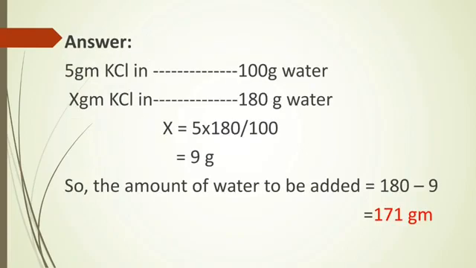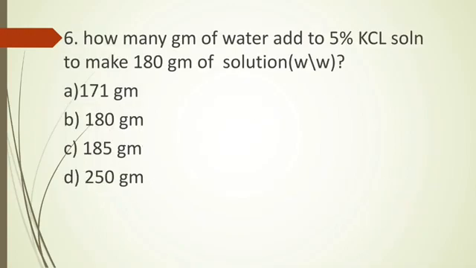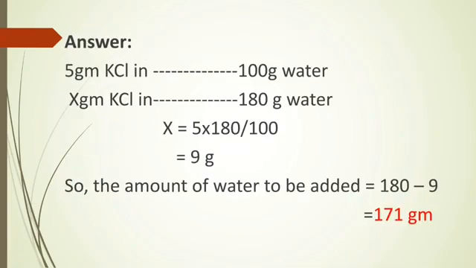Okay, so 5% KCl solution means 5 gram KCl in 100 gram solution. So X gram KCl will be present in 180 gram, because we have to find out how much is present in 180 gram solution. So 5 gram KCl in 100 gram, X gram KCl in 180 gram. So X will be equal to 5 into 180 divided by 100. Here also it is simple cross multiplication. So the answer will be 9 gram.